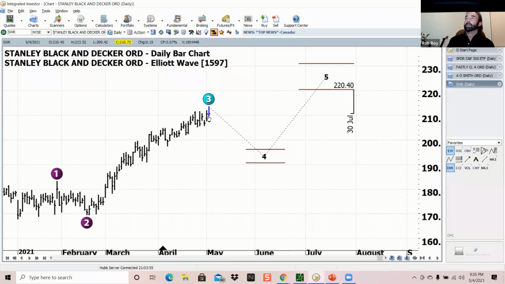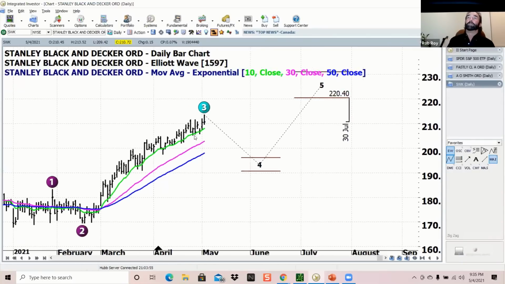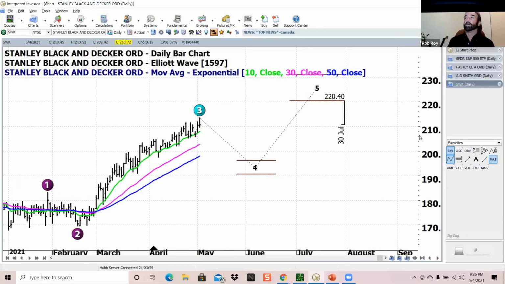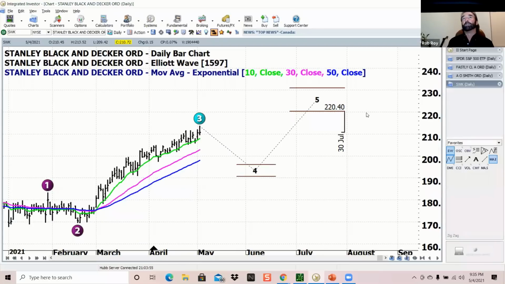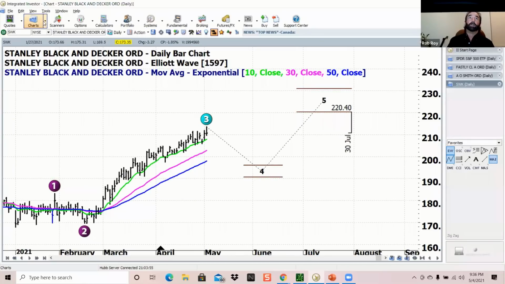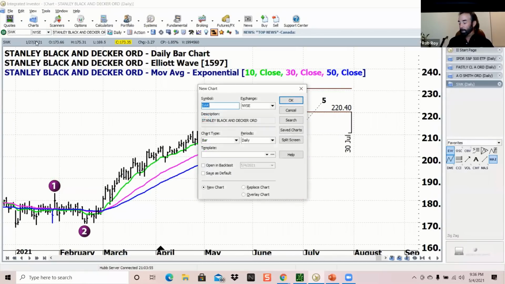There's another of those dojis. That's more of the tombstone, which is the opposite of the dragonfly, where you have the open and close up near the top. Now you have the open and close down near the bottom. That's not exactly what you're looking for as far as a continued move higher, but it still does show indecision. That's the bottom line of what a doji shows. So 7 points to the upside, is that enough? We'll keep it going just to see what happens as far as monitoring it here. And you have to decide, at what point would you take profits, etc.